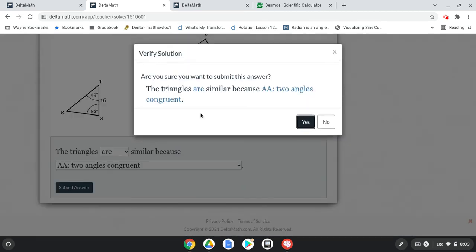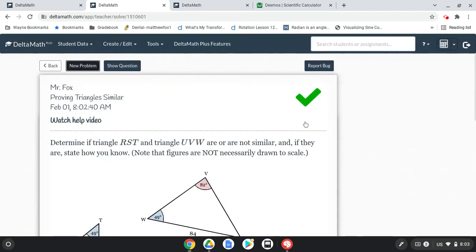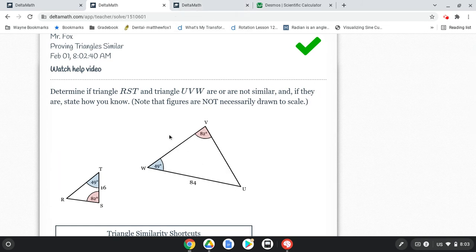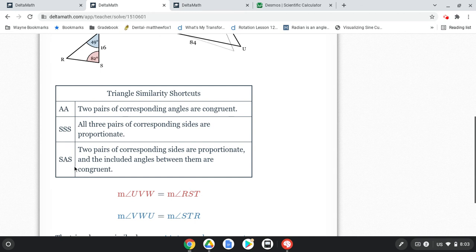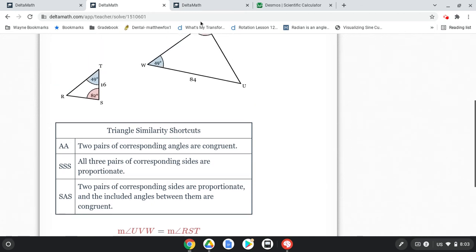So the sides are not necessarily congruent if it's similar. They would just be proportionate. And as you can see, they slide that over and it matches up. And here, these are the 3 similarity shortcuts, or things we talked about.